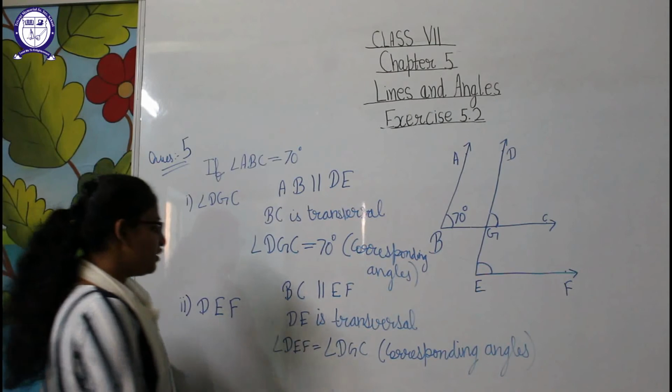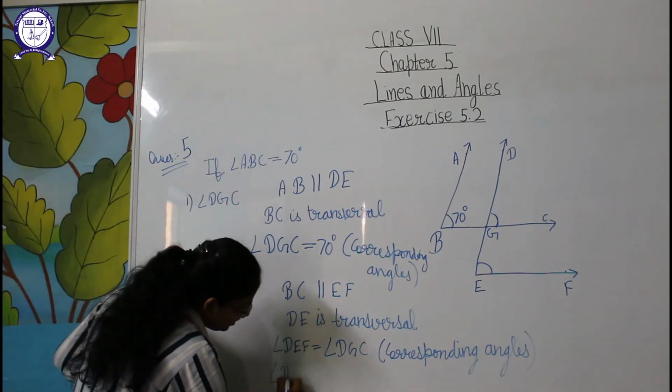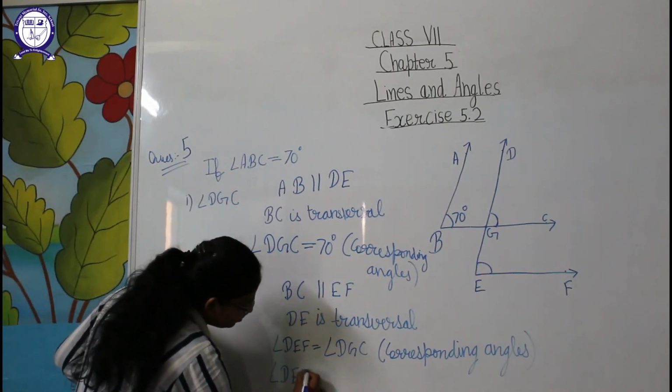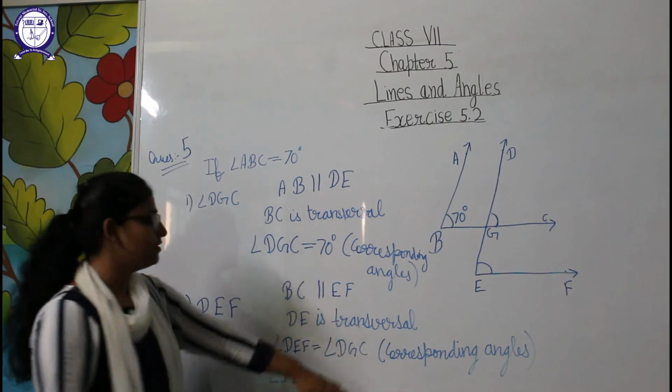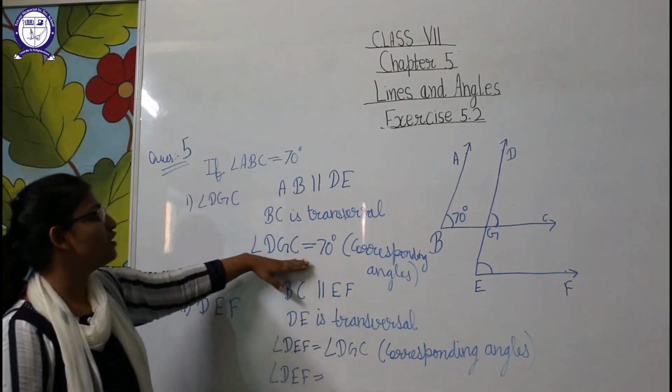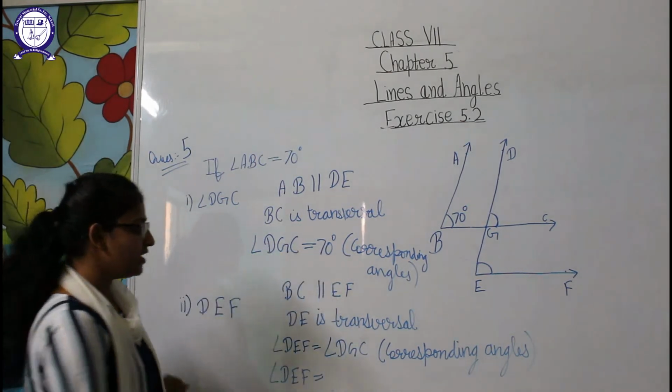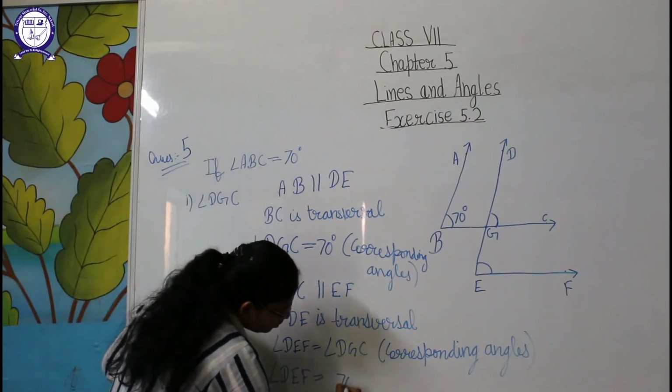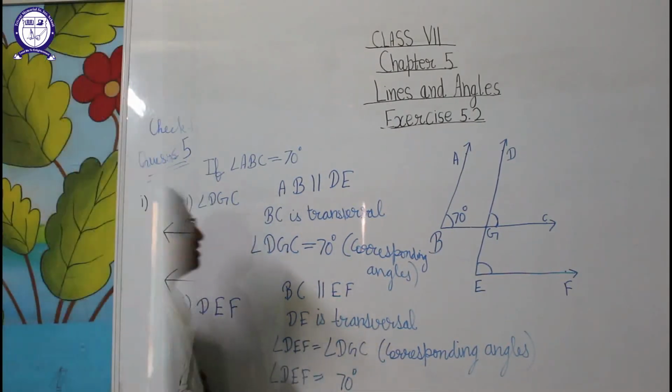So what will be the value of DEF? DEF will be equal to the value of DGC. And what is the value of DGC? 70 degree. So DEF is also of 70 degree.